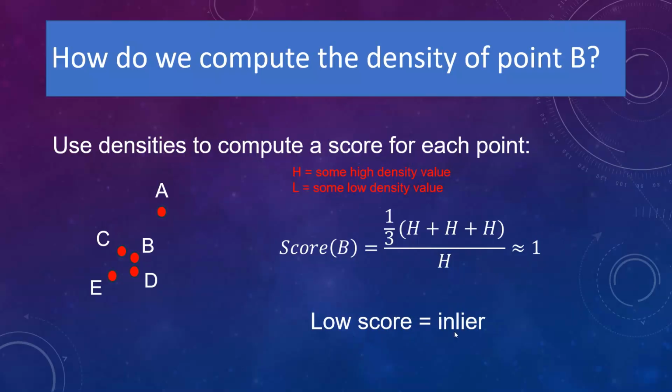Now, the same thing can be done with all the other points in this figure. Let's just do one more, the score for C. So C has neighbors B, D, and E. Okay? So we take the densities of B, D, and E, that's high, high, and high. We average it, and we divide by the density of C, which is also high. So again, we get roughly 1. The exact value here is 1, but of course the numerical values will make it roughly 1. But a low score implies that we have an inlier. So any score about 1 or less is going to be an inlier. Much greater than 1, that's an outlier. Okay, so that's the basic idea of LOF.